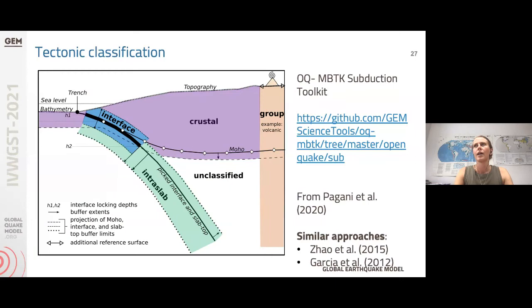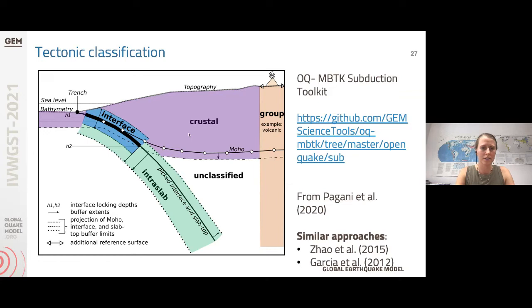And this is the schematic that we use in the model building toolkit, showing that the different surfaces are laid out with volumes around them, and those are used in order to group the earthquakes into specific categories. There are other similar approaches to this, and they're all based on similar premises of hierarchies that make an earthquake more or less likely to occur on an interface, the intraslab, the crustal body, or somewhere else, based on their proximity to those surfaces.